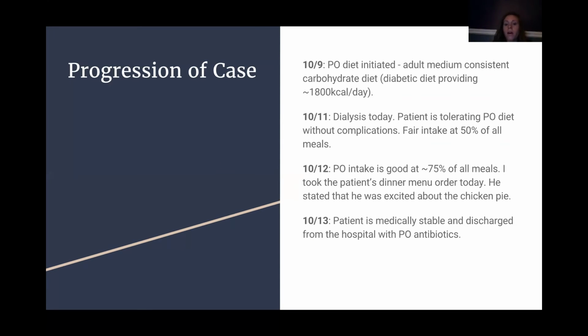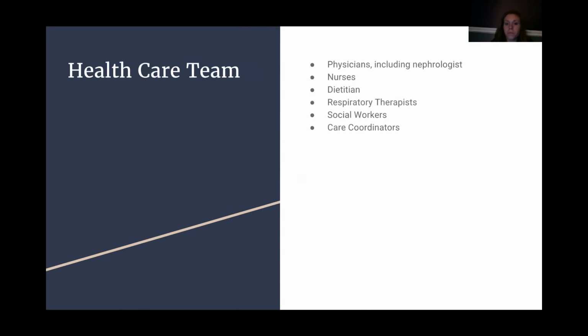On the 12th, his PO intake is good at about 75% of all meals. I actually took the patient's dinner menu order for that day, and he stated that he was very excited about the chicken pie. He was hungry, so that was great. On the 13th, the patient is medically stable and was actually discharged from the hospital with PO antibiotics. The healthcare team, which was a part of his care, were physicians, including the hospital physicians themselves and a nephrologist, nurses, the dietitian, respiratory therapists, social workers, and care coordinators.